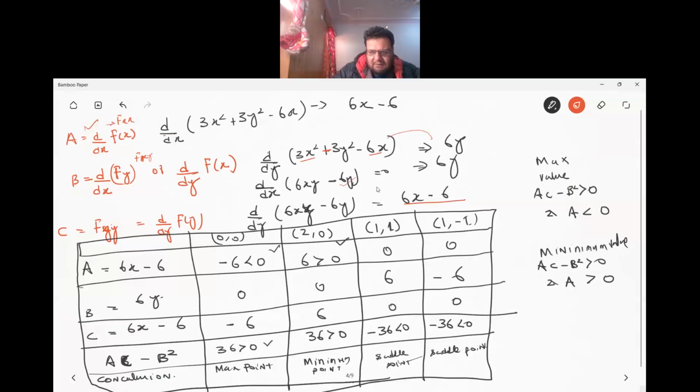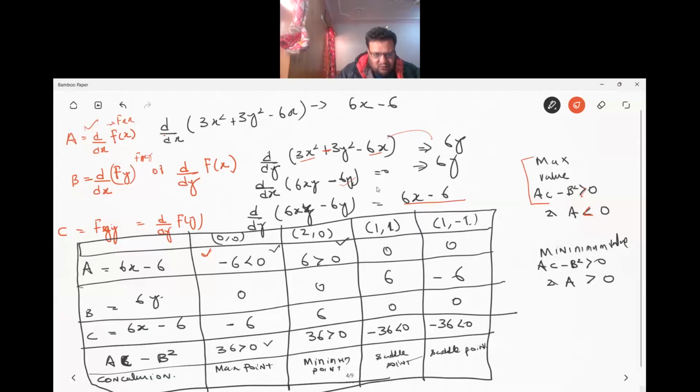Now, maximum value will appear when AC minus B square happens to be greater than 0 and A is less than 0. And minimum value when AC minus B square will be greater than 0 and A is greater than 0. So if I just put the points 6x minus 6, 6y, okay, 6x minus 6. Now I have to do AC. I just put these points 0, 0. When I put the 0 point here, I get the value of this A as minus 6, which is less than 0. So it happens to be one of the conditions. I have to simultaneously check what about my AC minus B square, right?